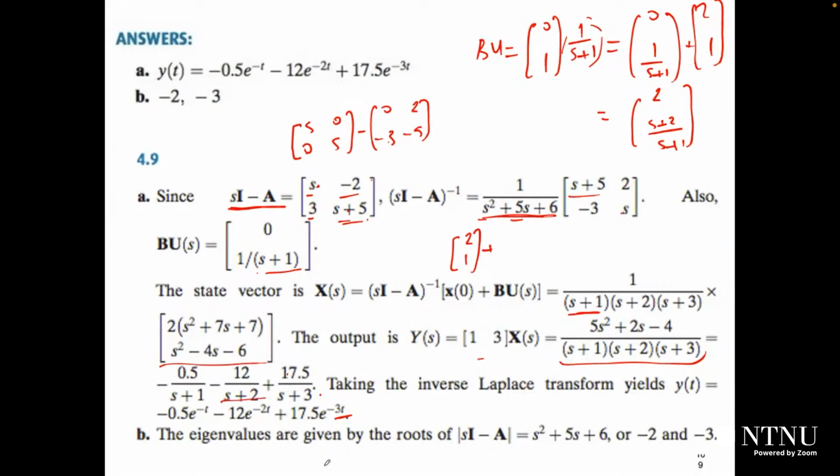Now we need to find the eigenvalues. If you want to find the eigenvalues, it will be the roots of the characteristic equation, which is that part, right? So this characteristic equation is s squared plus 5s plus 6. Factorize it, so it will be s plus 2 multiplied by s plus 3. So we will have two eigenvalues at minus 2 and minus 3. So we have two system poles at minus 2 and minus 3, right?